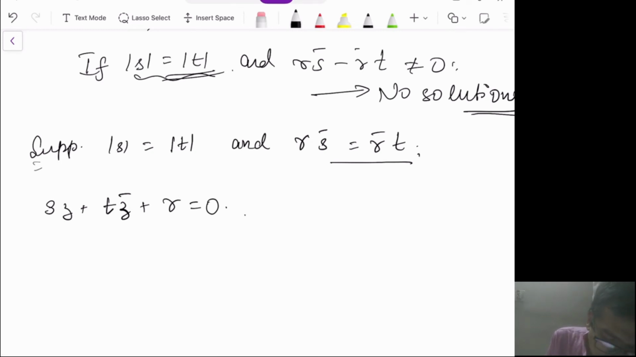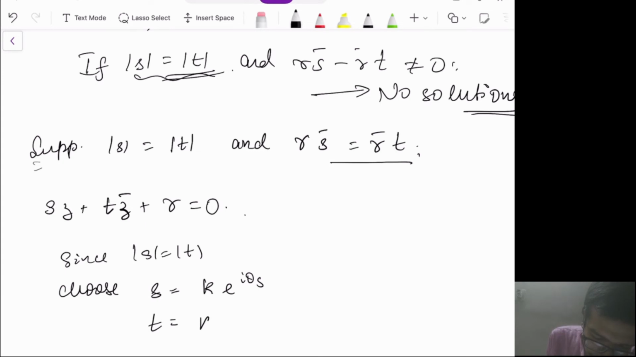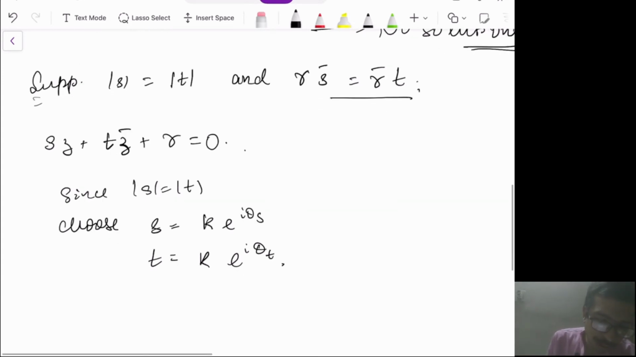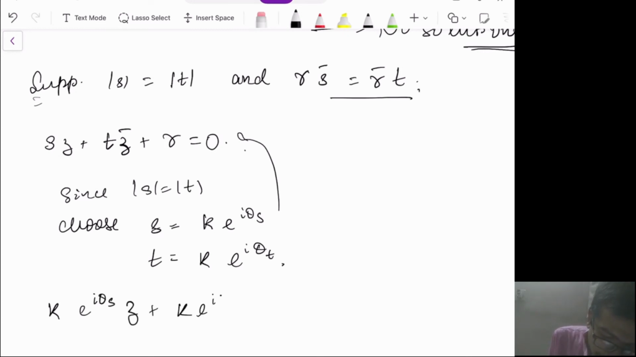So since |s| equals |t|, I can select s equals some k times e to the power iota theta s, and t equals k times e to the power iota theta t. So they have the same magnitude, which is k, which I have chosen. And now substituting this in the above equation, I'm going to get k e to the power iota theta s z plus k e to the power iota theta t z-bar plus r equals 0.